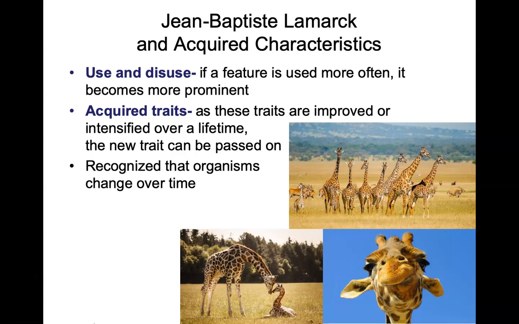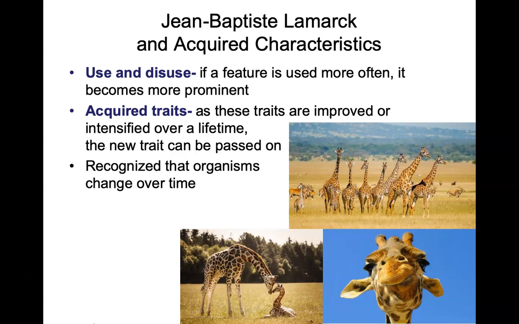Now, Jean-Baptiste Lamarck put forth the idea of acquired characteristics and the idea of use and disuse. So Lamarck felt that if a feature was used more often, it would become more prominent in that organism. Basically, if a trait was beneficial or useful, it would increase over the lifetime of the organism. And then that trait would be passed on to the next generation, and the process would continue. If that trait was beneficial for the next generation, it would increase or become more prominent over that individual's lifetime.